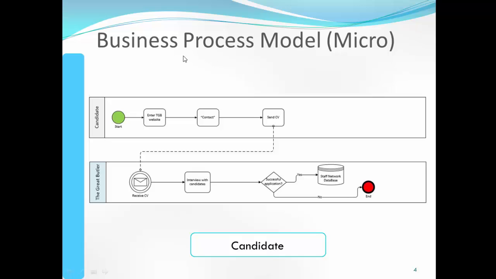This microprocess represents how a candidate becomes a staff member. The candidate must enter the website and find the contacts to which the application for a job email should be sent. Then, when the company receives it, an interview with the candidate is scheduled, and once again, the decision box appears, representing what's going to happen with the application, whether it's successful or not.